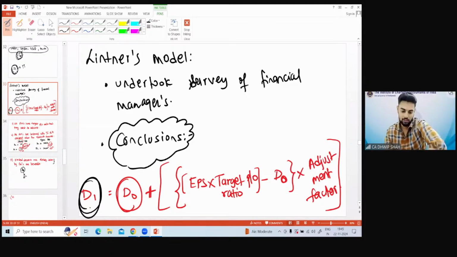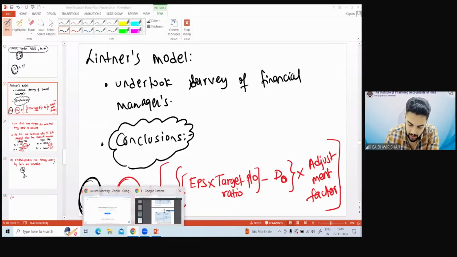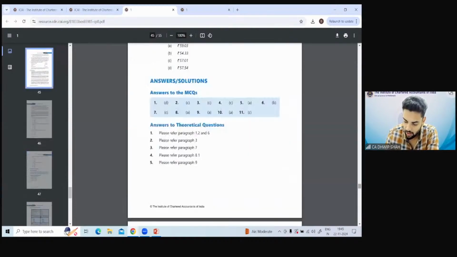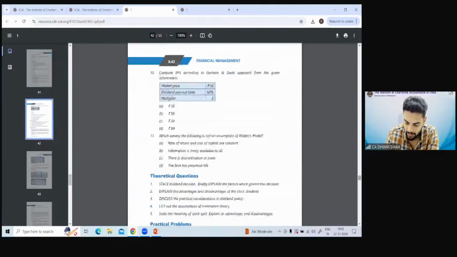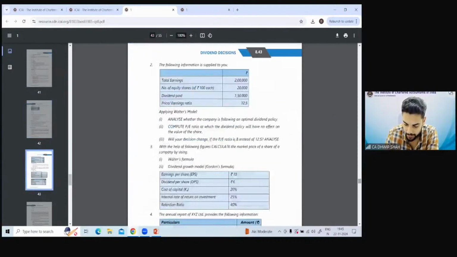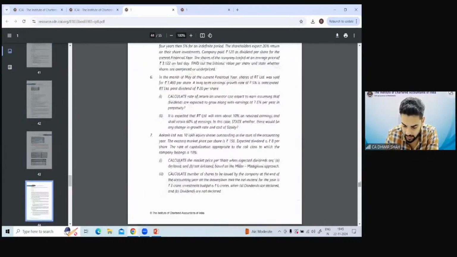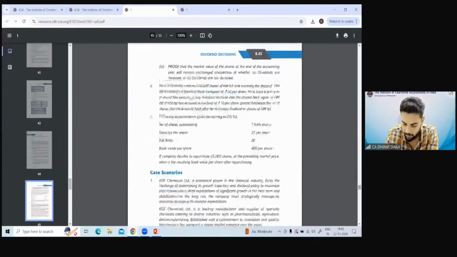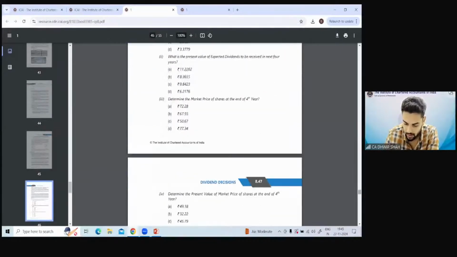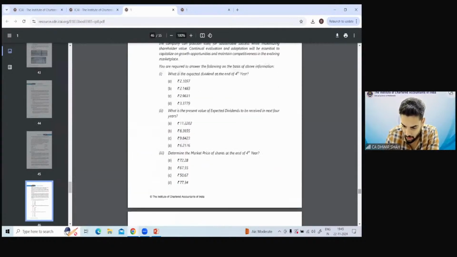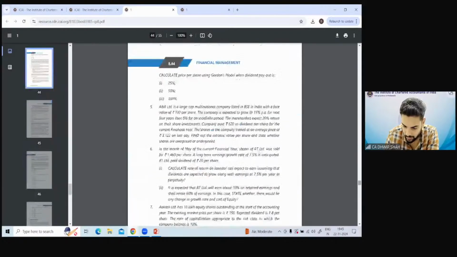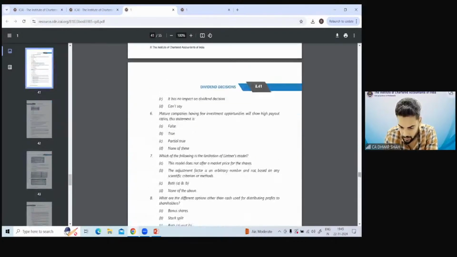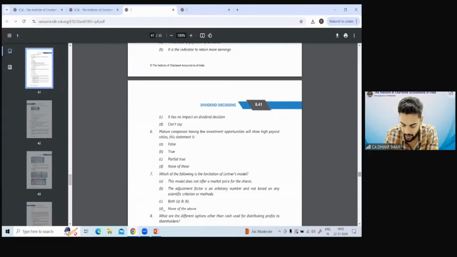Okay. So let's see if any practical problem is there on Lintner or not. I couldn't find any practical exhaustive problem on Lintner, but I guess there is one MCQ. There is no exhaustive problem on Lintner in the module, but let me check if there is any MCQ on Lintner's model. See, can you first of all see question MCQ number 7?